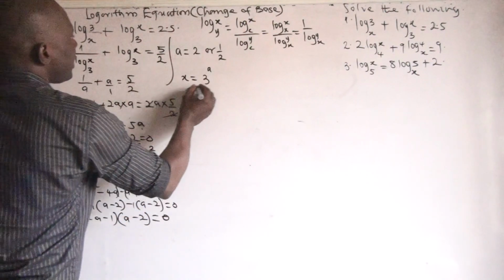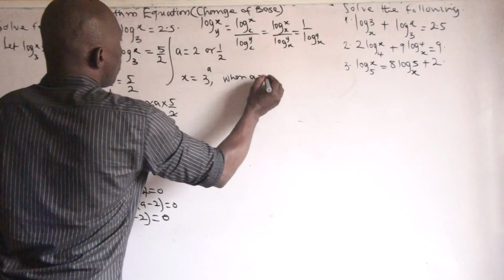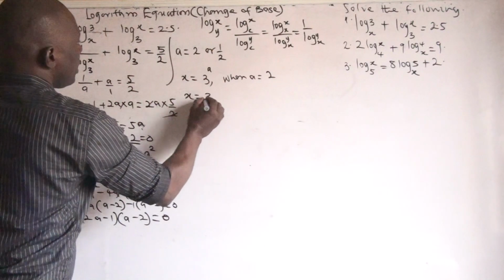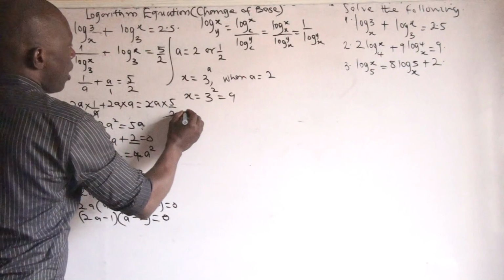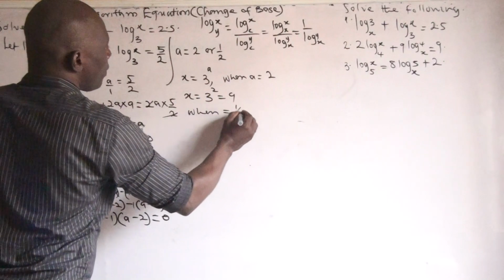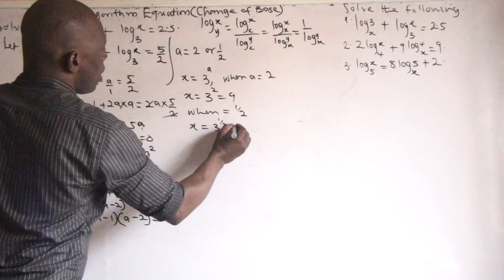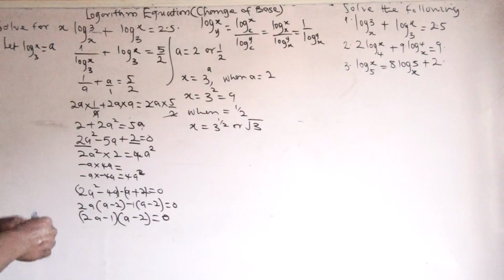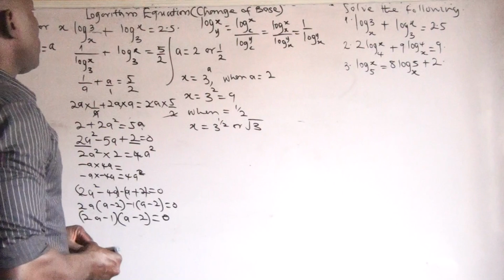Now, when a is equal to 2, let's find x. x will become 3 raised to power 2, and that will give us 9. Let's look at this: when a is equal to half, x will become 3 raised to power half, or simply the square root of 3.